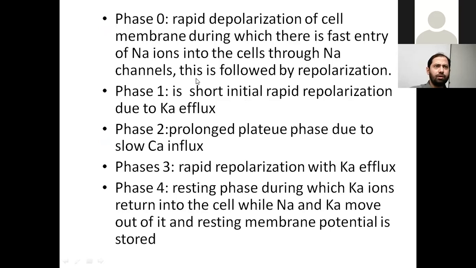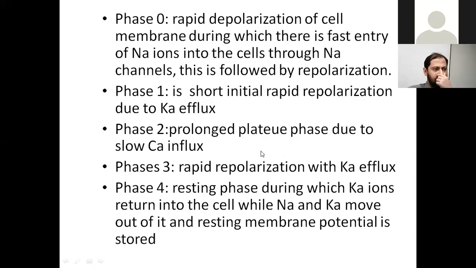So if we talk about the different phases, phase 0 has a rapid depolarization of the cell membrane, during which there is a fast entry of sodium ions. Phase 1 is a short initial rapid repolarization due to potassium efflux. And in phase 2, there is a prolonged plateau phase due to slow calcium influx.